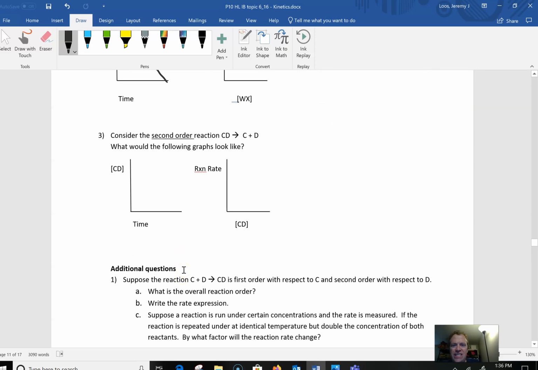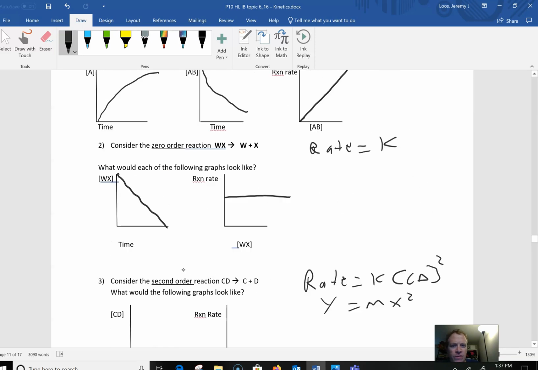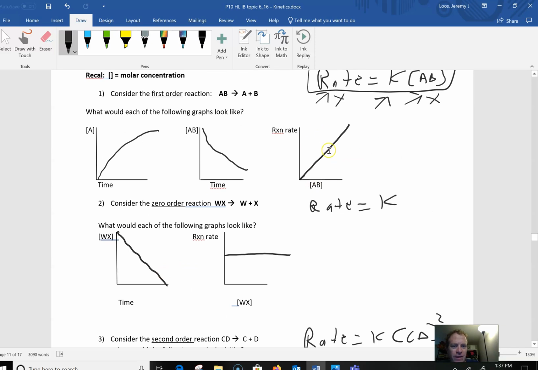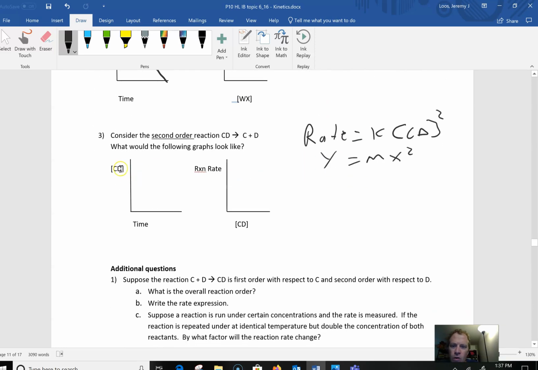Okay, so second order reaction. So the rate expression here is rate equals K times the concentration of CD, but squared. So graphically, this is like y equals mx squared, basically. Did I mention the slope is the value of K here in this type of graph? Yes, it is. Okay, so concentration of CD over time and reaction rate.